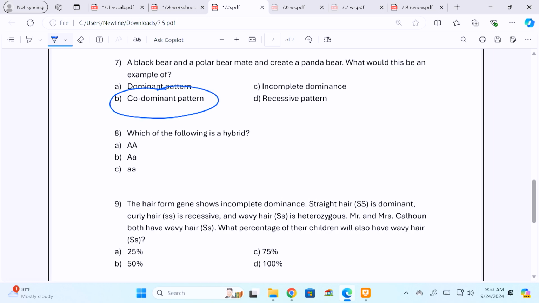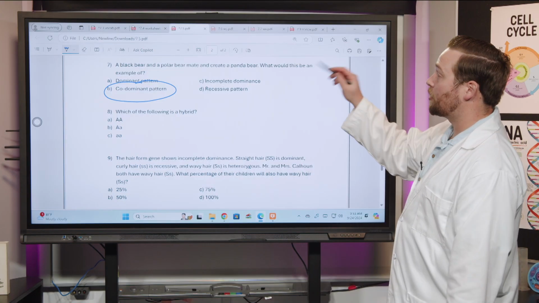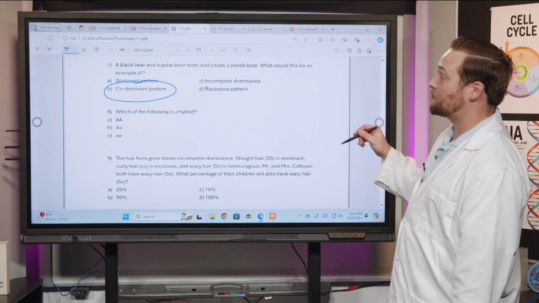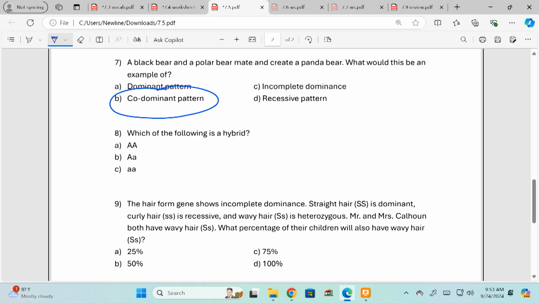Now, I did want to take a second and say this is not actually how it happens. Polar bears and black bears can't mate to make a panda bear. Pandas are actually closer to raccoons than they are to bears. And although a black bear and a polar bear can't mate, it has been seen that a polar bear and a grizzly bear can mate. But because in a panda bear we would see both black and white, that would be codominance for me.